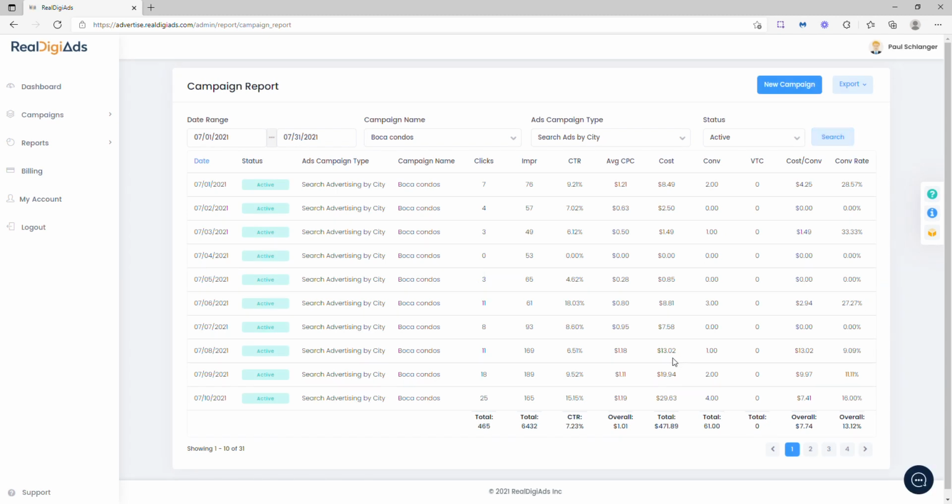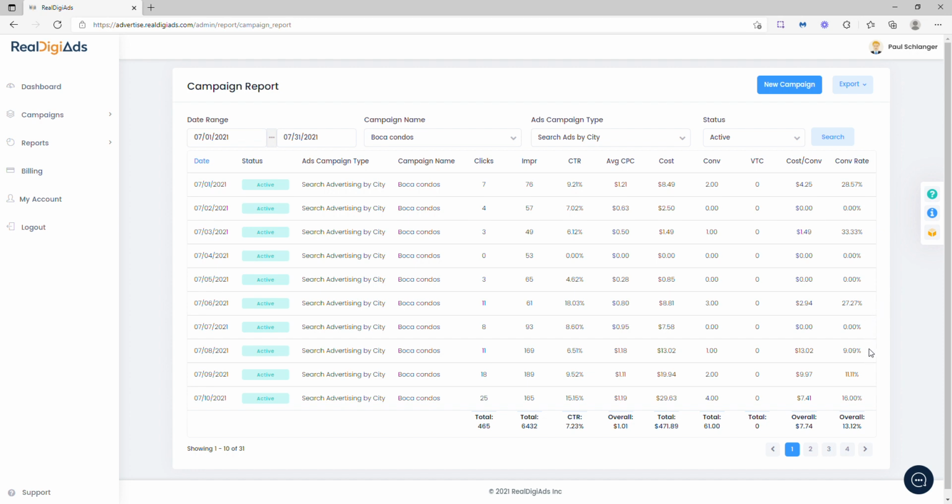As you can see, a drastic improvement. 61 conversions. Our cost per conversion went down to $7.74. Our overall conversion rate went up to 13.12%. Our cost per click went up a little bit to $1.01. Still negligible. Look at these conversion rates.